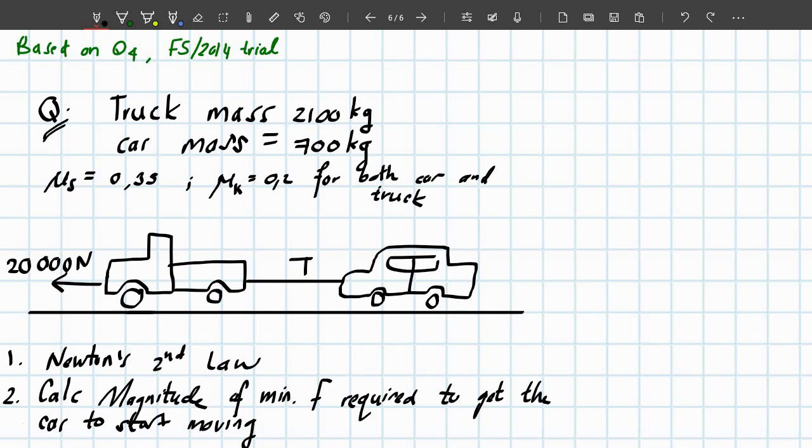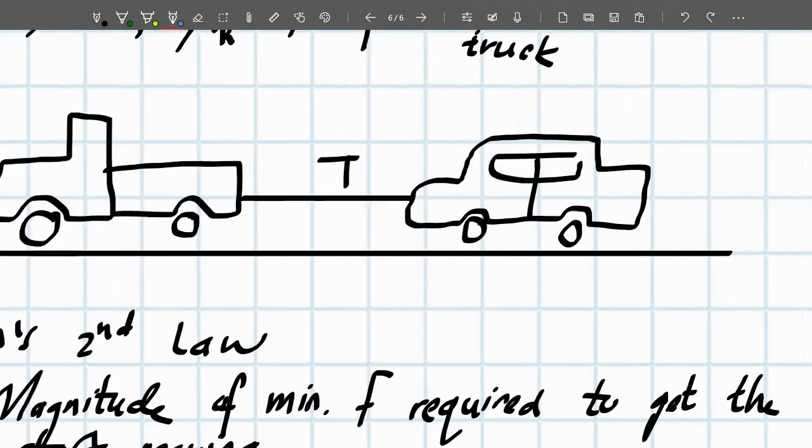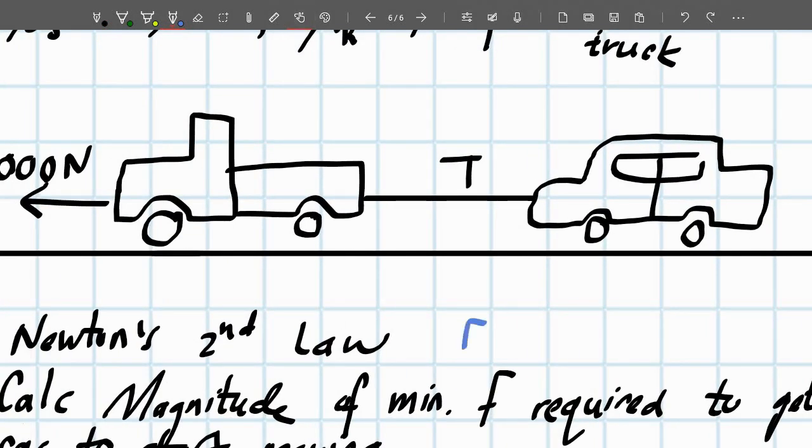The first thing they ask in the question paper is to define Newton's second law. Newton's second law is described as: when a resultant force acts on an object, the object accelerates in the direction of the resultant force. The second part of the definition is that the acceleration produced is directly proportional to the resultant force and inversely proportional to the mass of the object. You can remember that from the formula F is equal to ma.